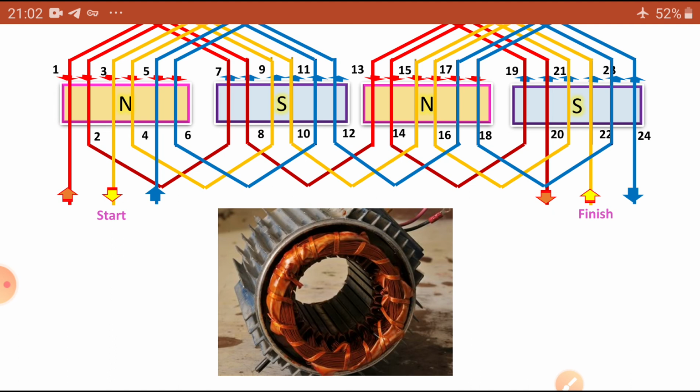Based on the back pitch and front pitch, we prepared the winding table. The winding table is used to connect the end connections in our winding diagram. So, this is the final winding diagram, dear students. Please do it in your drawing sheet with the help of your drafter.